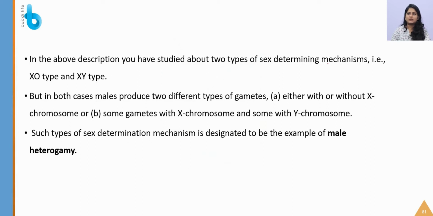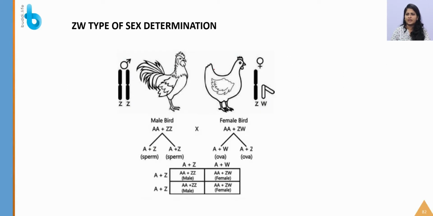In the above description, you have studied the sex determining mechanisms, that is, the XO type and the XY type. But in both cases, the male produces 2 different types of gametes, either without an X chromosome or with X and Y chromosomes. Such a type is called male heterogamy, as I said. Now we are going to see female heterogamy, which is seen in the ZW type of sex determination. Here AA is given for the pair of autosomes.